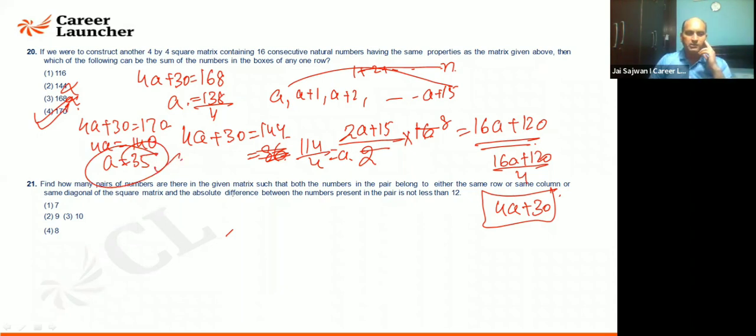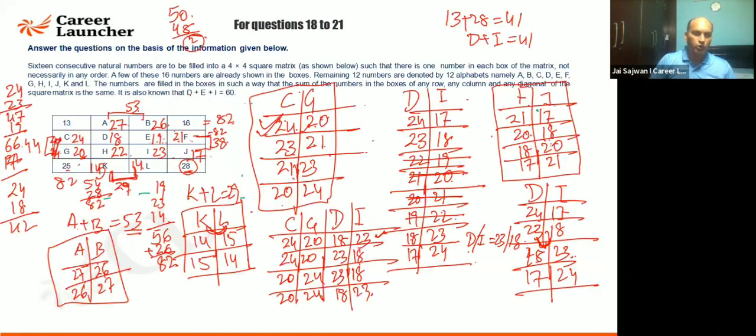Find how many pairs of numbers are there in the given matrix such that both numbers in the pair belong to either the same row, same column or same diagonals of the square matrix, and the absolute difference between the numbers present in the pair is not less than 12. So I want the difference to be 12 or more than 12. So just pick up those values. I think you can do it.